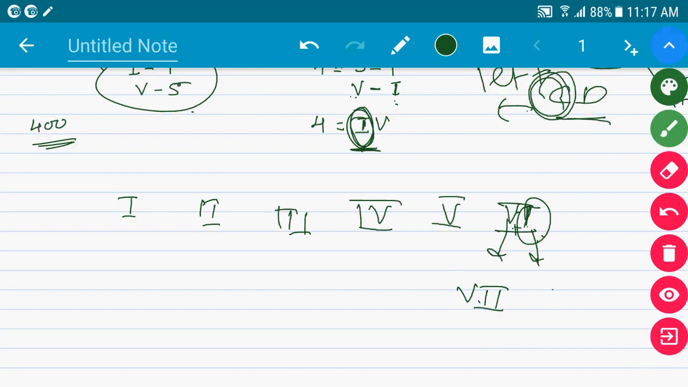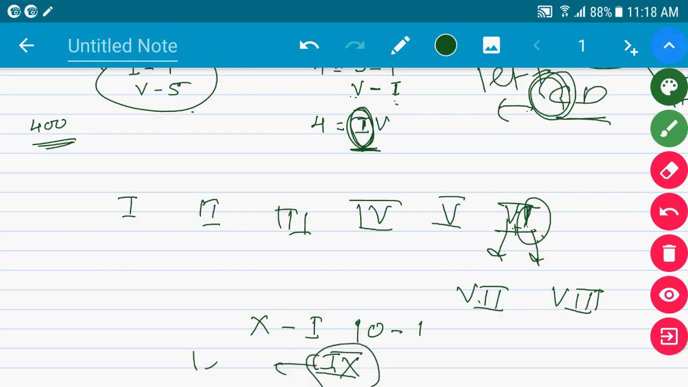For 7, 2 standing lines. For 8, 3 standing lines. But for 9, we have to do X minus I, means 10 minus 1. How am I going to write it? I first and then X, because the smaller number should be at the left. If the smaller number is at the left, then only we can subtract. Means 10 minus 1. Understood or not?